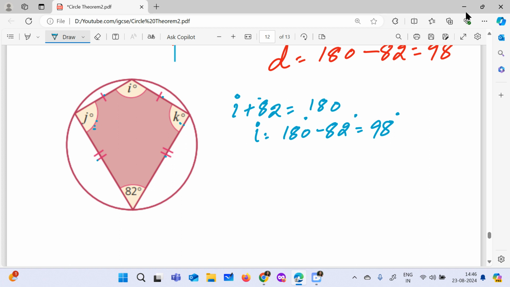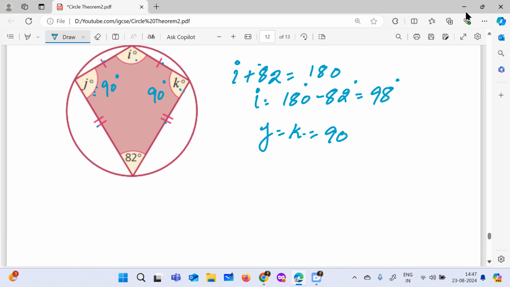So J is equal to K, right? And already we have done I plus this one is 180 degrees. Since this is a quadrilateral, the sum will be 360 degrees. So out of 360, 180 is here and another 180, so half of it will be 90. So this is 90 and this is 90. Is this clear?